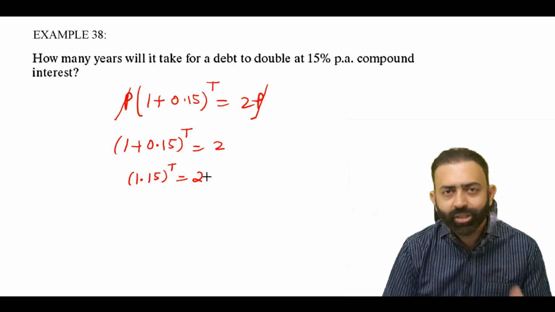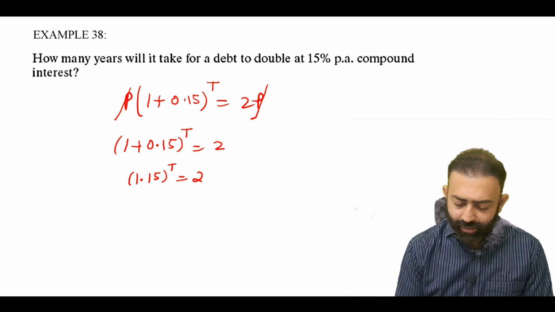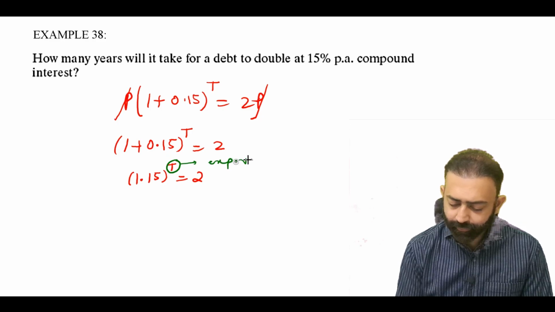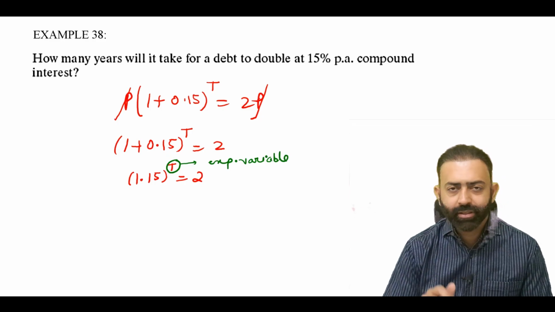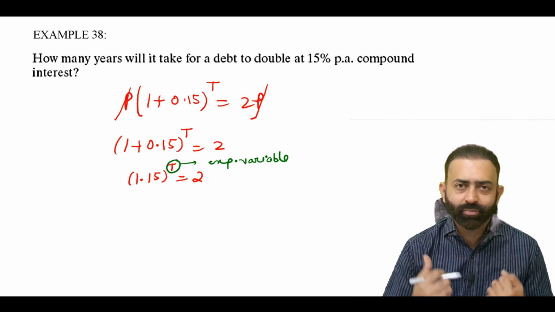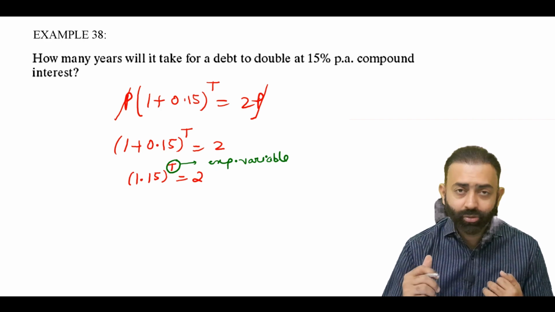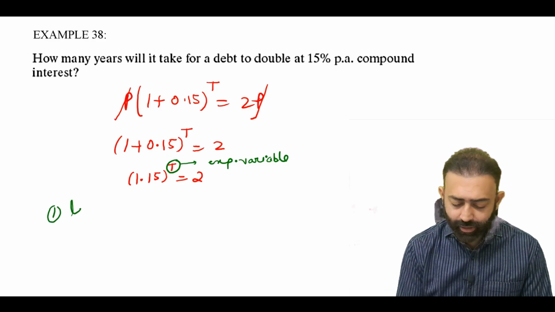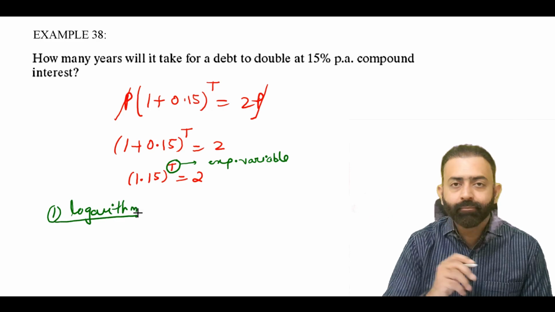First, what is an exponential equation? As you can see here, the variable is in the exponent. That's why I'm calling this an exponential equation. And how to solve this? There are two ways. One is what we call taking the logarithms on both sides.